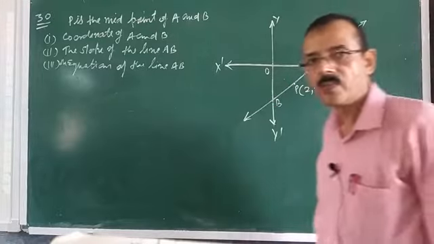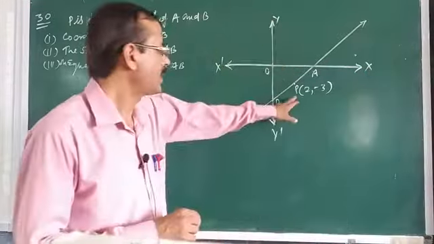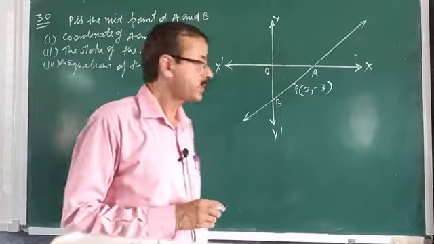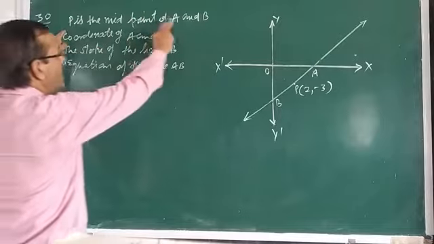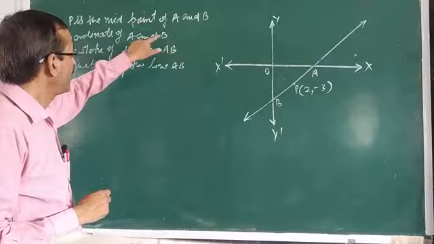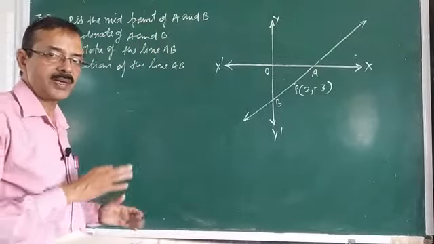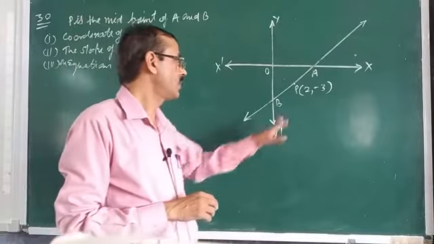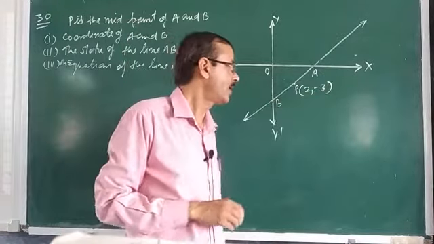But P is given. What is P? P is the midpoint of AB. Yes? P is the midpoint of A and B. The coordinates of A and B we have to find. The first target is to find the coordinates of A and B.